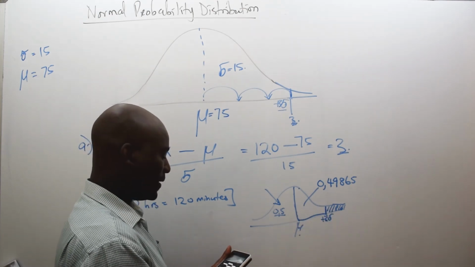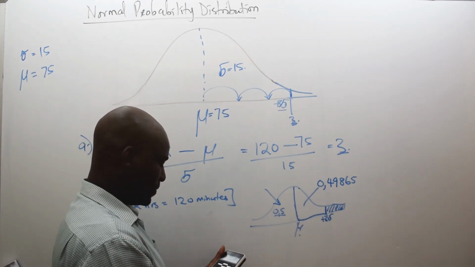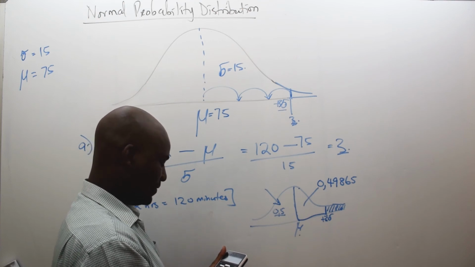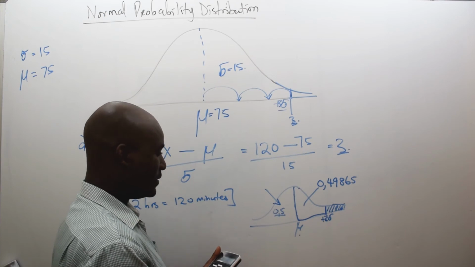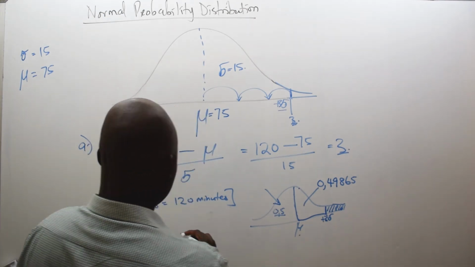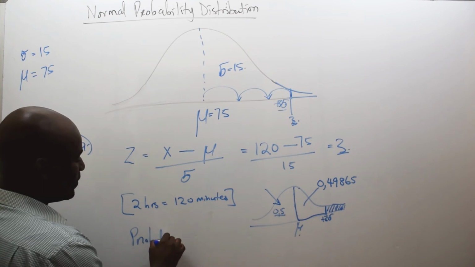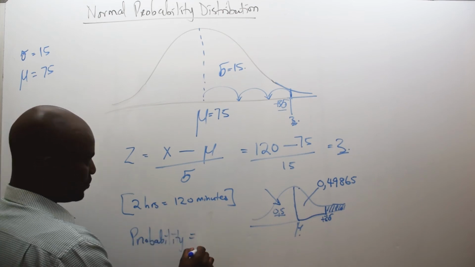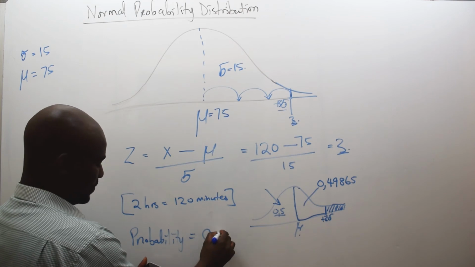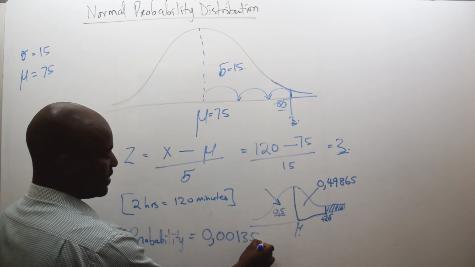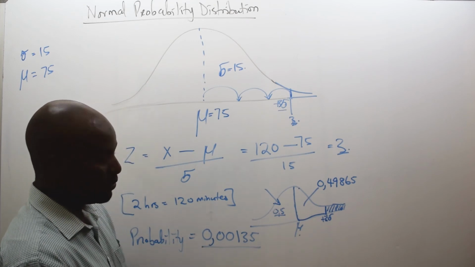Because remember, this is 0.5 and the other side altogether is 0.5. So we can simply say 0.5 minus 0.49865. That would give us a probability. So the probability of having shoppers who spend more than 2 hours would be 0.00135, almost a 0. It's almost a 0.